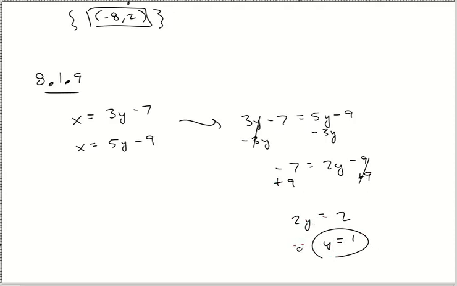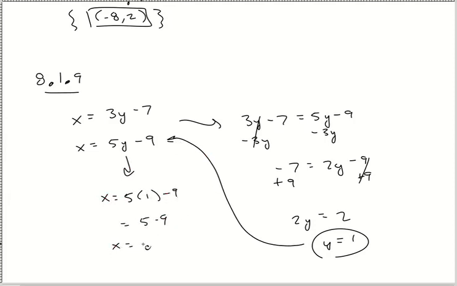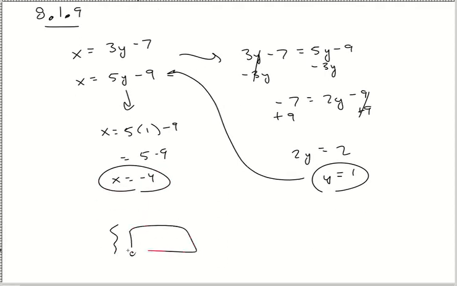Cool. I can now plug that in wherever I want. I don't know, just plug it in the bottom one, I guess. So x is equal to 5 times 1 minus 9. 5 minus 9 is a negative 4. Cool. So then, again, in the curlies, we're wanting a point form here. Negative 4 for x and 1 for y. x and y.